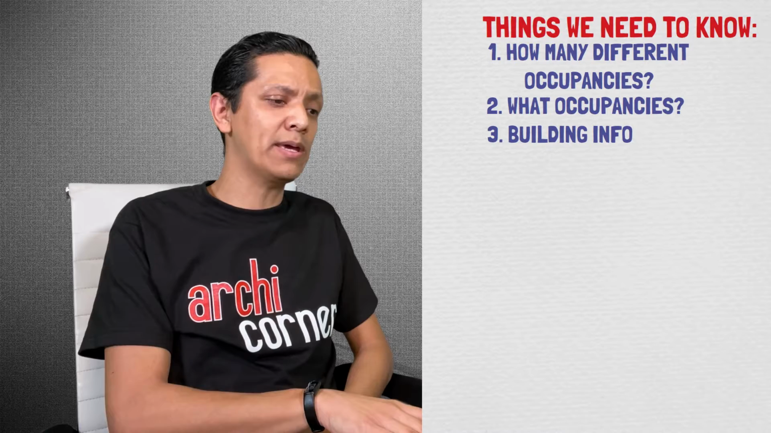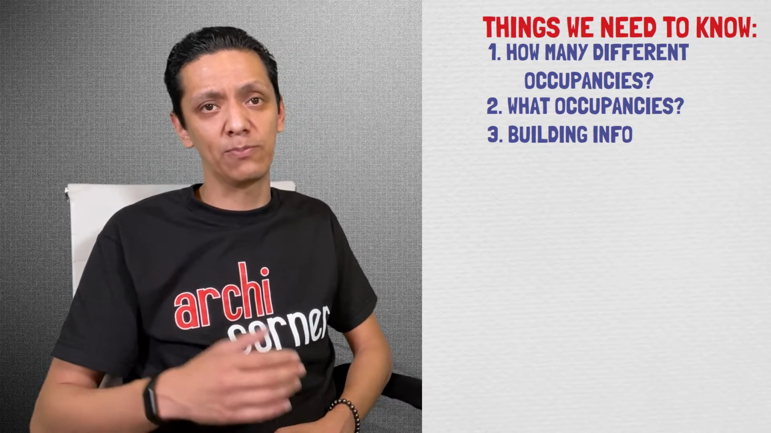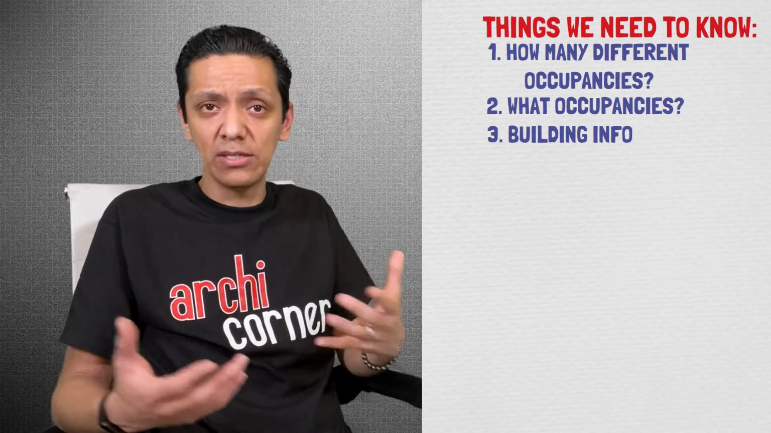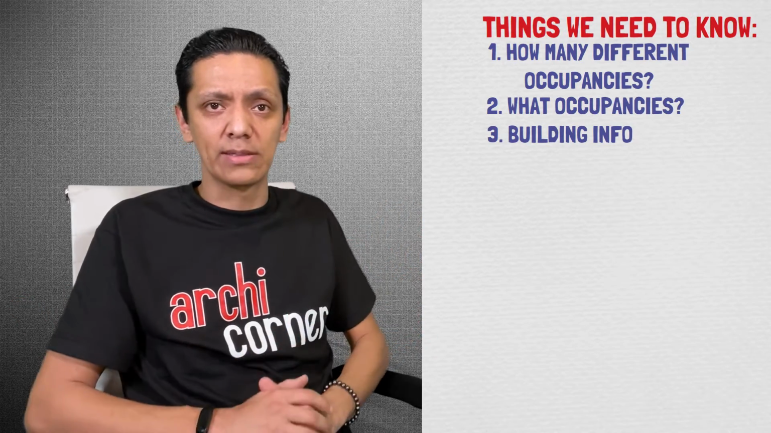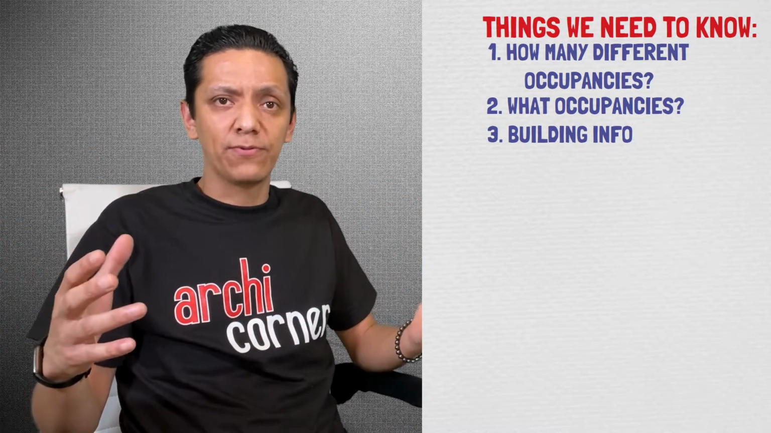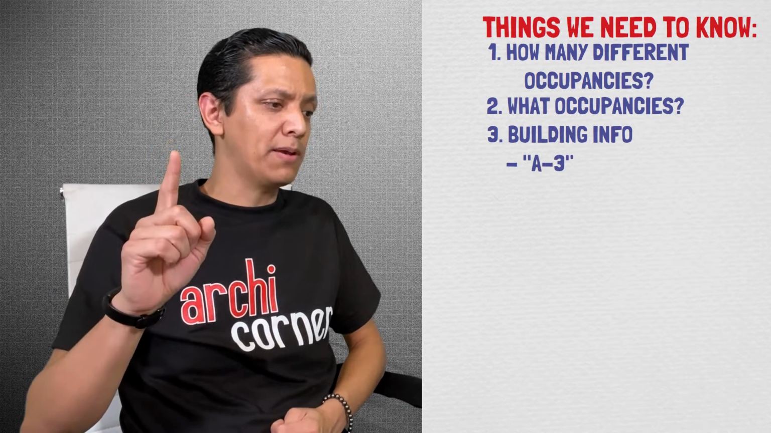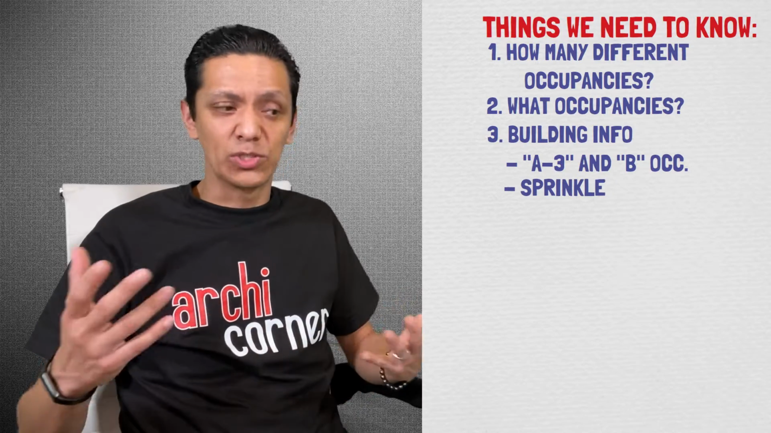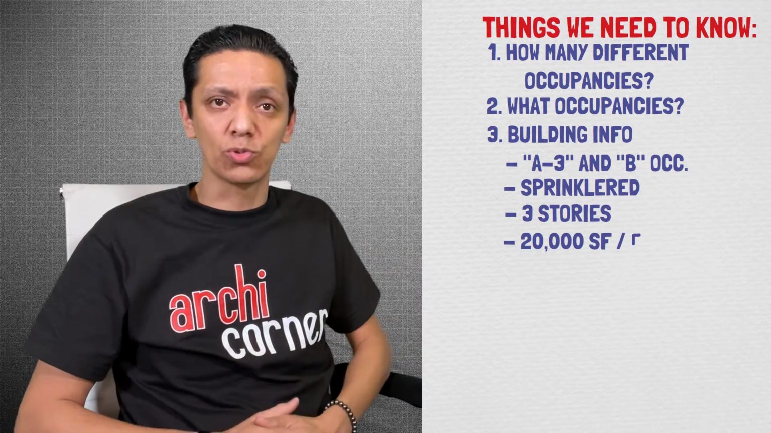In our last episode, we had an example that included a couple of occupancy groups. You may remember we had an occupancy B and also an occupancy group A3. So for the sake of continuity between these last episodes, we're going to continue with that same example. But just in case you didn't watch that video, these are the following details on that building. First, we're talking about a building with an A3 and a B occupancy on the same floor. The building is sprinklered, it has 3 stories, and each floor has 20,000 square feet.